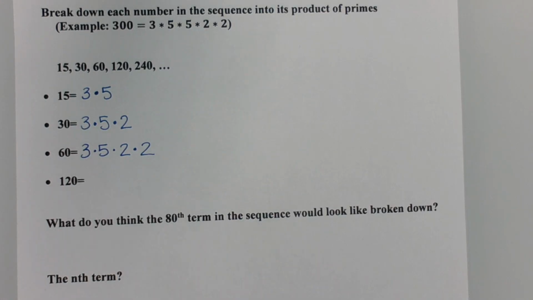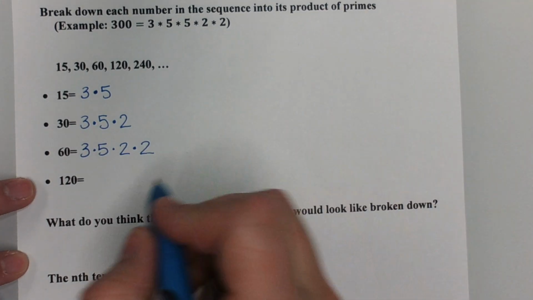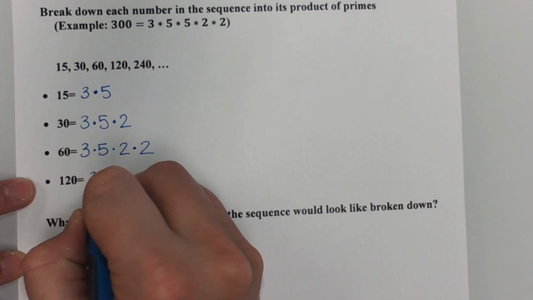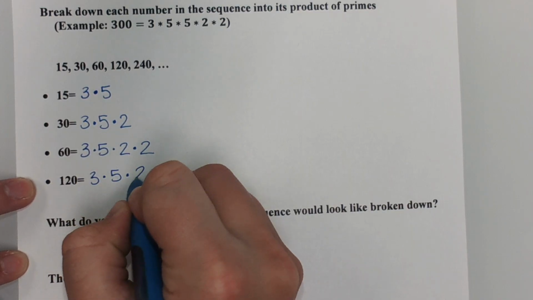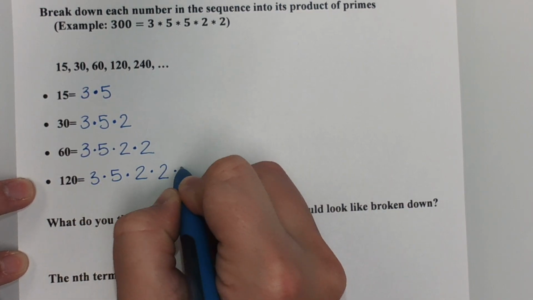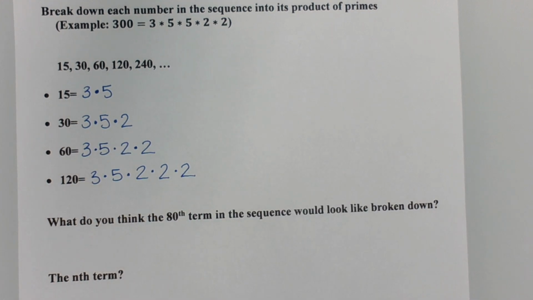Ellie, 120. 3 times 2 times 5 times 2 times 2. Yes. Again, I'm going to write it in this order. There's a reason behind that. Okay, so I got 3 times 5, 3 times 5 times 2. Do y'all notice the pattern here?